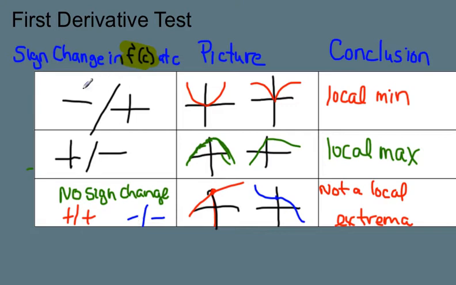So the first derivative test tells you if you have a sign change, negative to positive, it's a local min. Positive to negative, it's a local max. If there is no sign change, then there is no local extrema. In the next two videos, look for some examples.